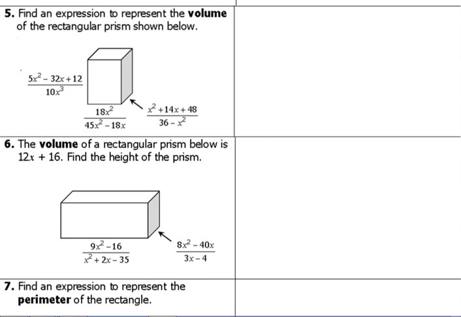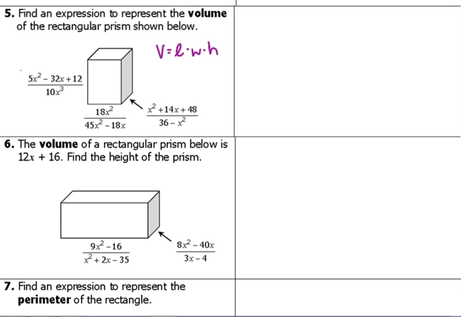Find an expression to represent the volume of the rectangular prism shown below. Volume is length times width times height. So guess what? They gave us the length, the width, and the height. So let's work it out. Obviously, we're going to need to factor, so I'm going to factor as we go along. It doesn't matter which dimension here you recognize as length, width, and height. We end up multiplying them all anyway.